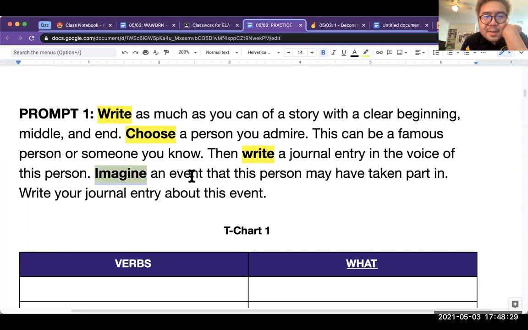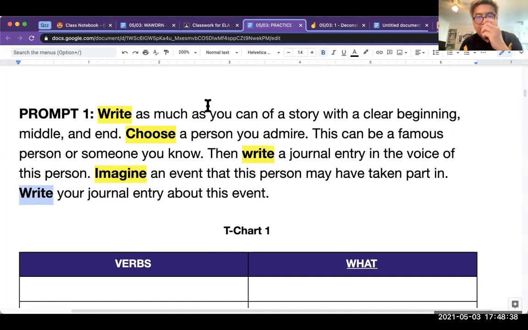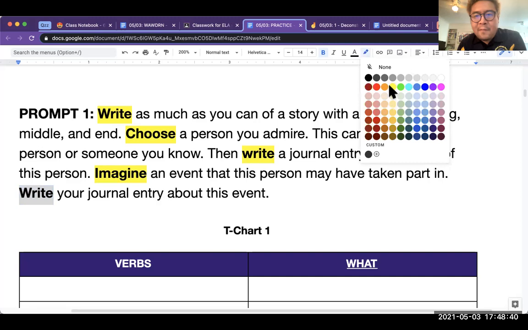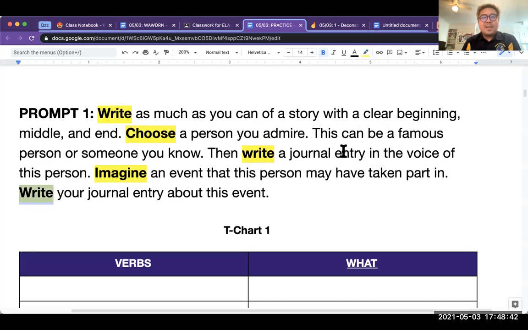Hint, hint. Imagine an event that this person may have taken part in. Write your journal entry about this event. So here's another thing. A verb can be repeated a couple times in a prompt. In this case, the verb write, or to write, has been repeated 3 times.